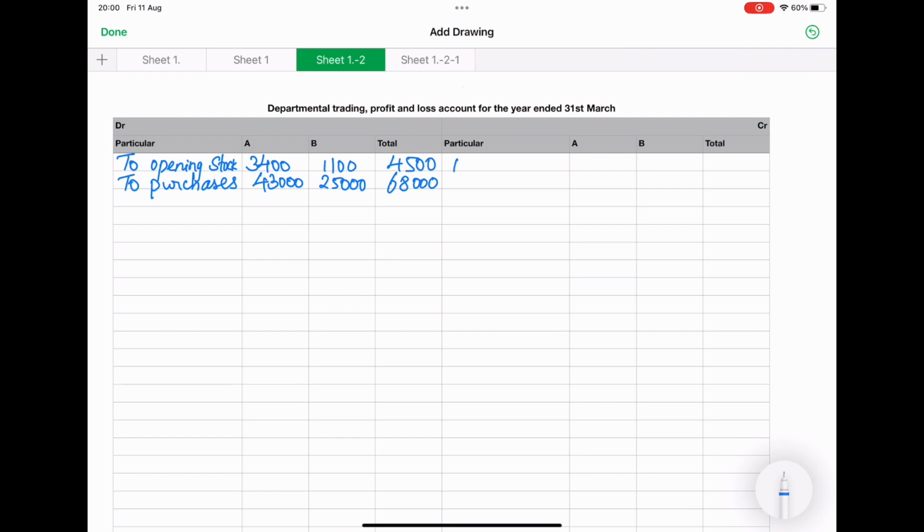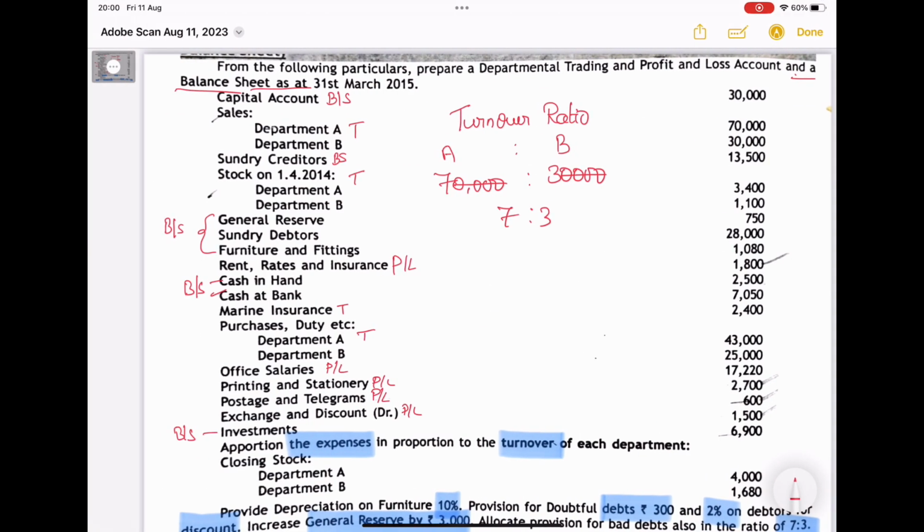Next, sales. After purchases we are going to record sales. By sales will always be on the credit side. Sales 70,000 and 30,000, total 1 lakh. In this problem we don't have interdepartmental transfer, so we need not record that entry. Next, they have given marine insurance. In the question you can see a new term called marine insurance. It will be reflected in the trading account in the ratio of 7:3.